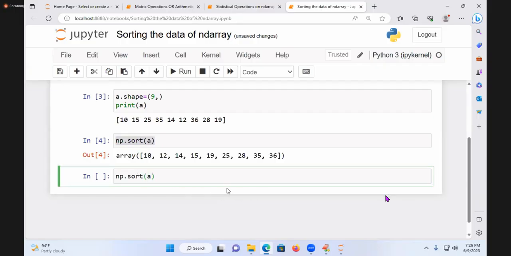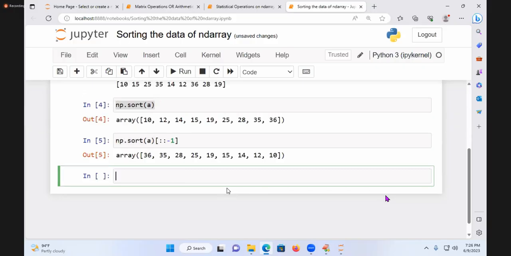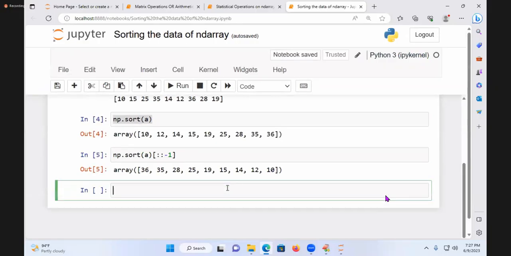How do you write it? Come on, easy, students. Colon minus 1. It is coming in descending order. Python is very tricky. It's so easy once you start thinking about it. Are you following? Yes. So this is about ascending and descending, on which array? 1D. Okay, now it is more than enough.